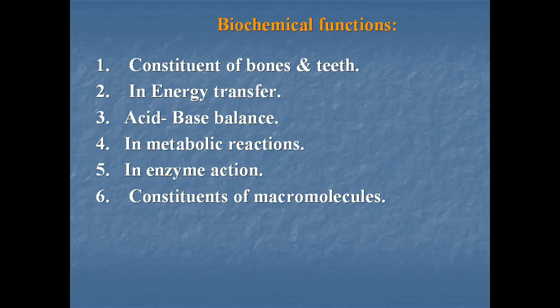Number 6. As a constituent of macromolecules. The phosphate group acts as a constituent of macromolecules like phospholipids, nucleotides such as ATP, ADP, GTP, GDP, CTP, etc., as well as the nucleic acids DNA and RNA, and lipoproteins, as well as phosphoproteins.